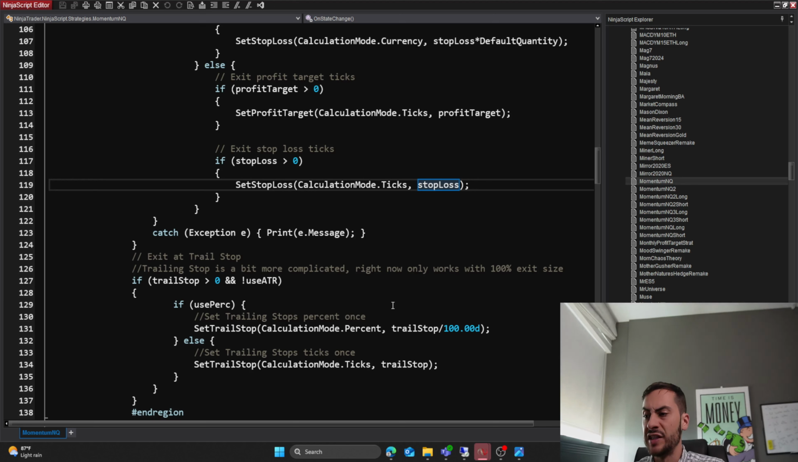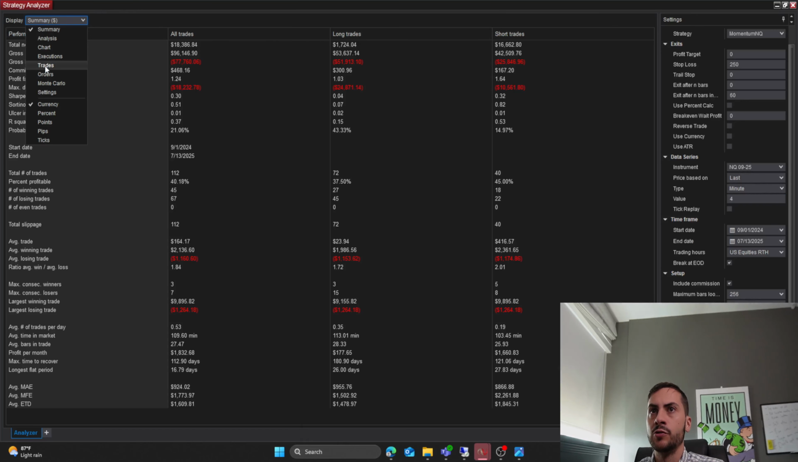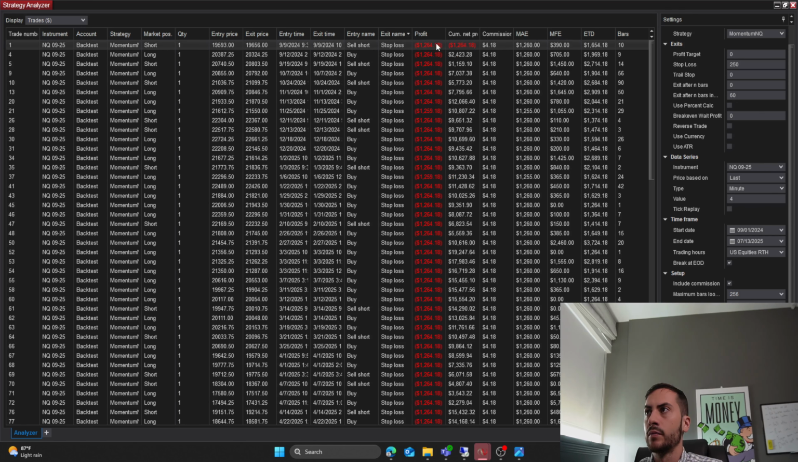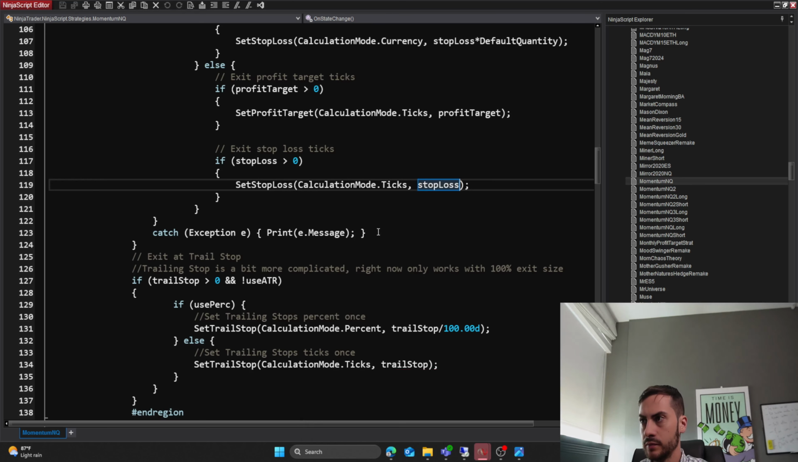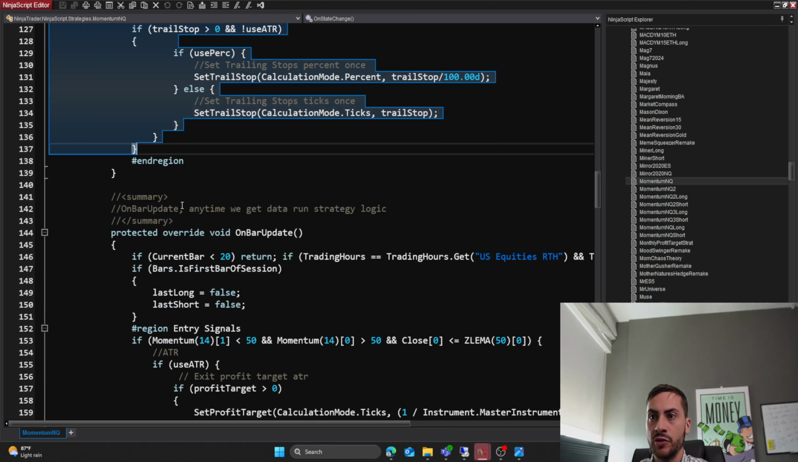So 250 ticks on NASDAQ. NASDAQ is $5 per tick on the E-mini, so that should be a $1,000 stop loss. And I can verify that by going to my trades and sorting by the exit name. Oh, it's a $1,250 stop loss. Yeah, sorry, 250 times 5 would be 1,250. So it has a $1,250 per contract stop loss. All right, we have our trail stop code that's not used, so that's skipped.